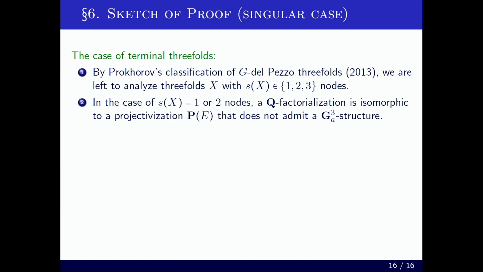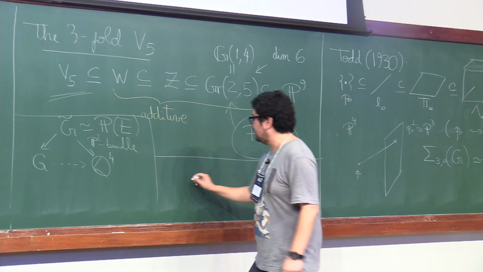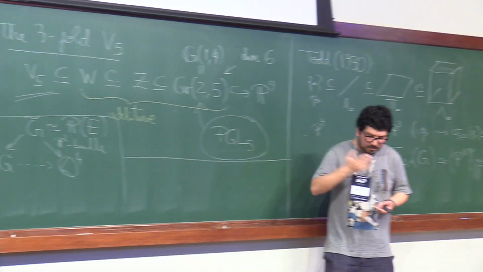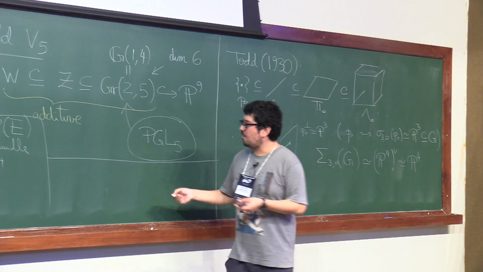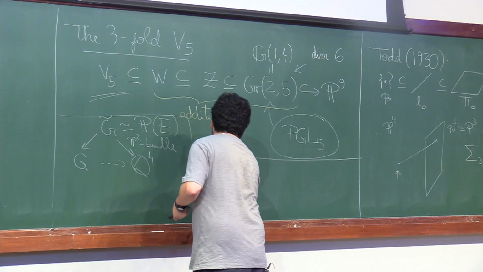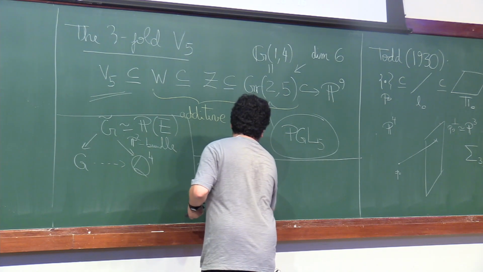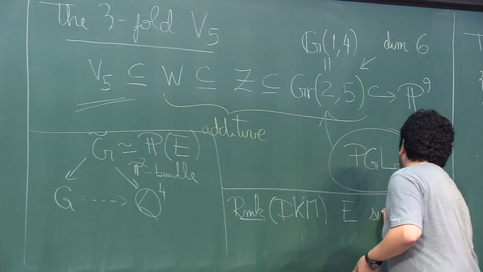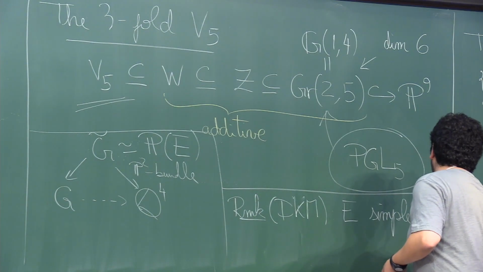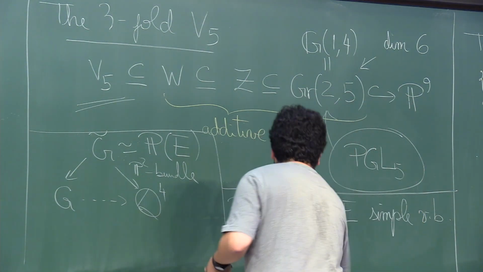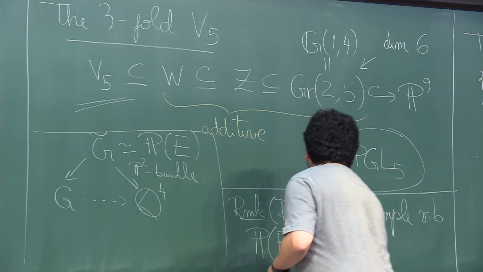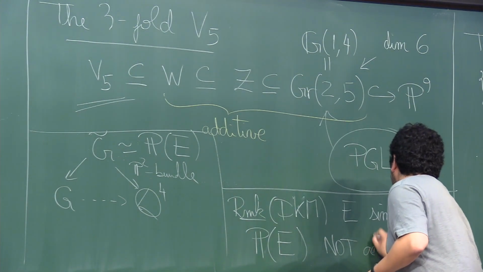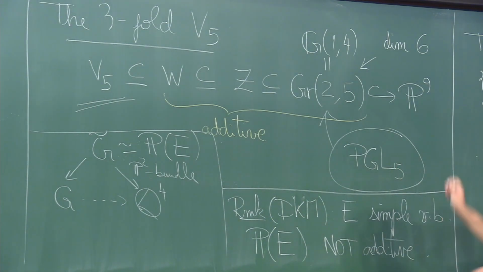This is very funny, so I have to write it. These are simple vector bundles on the variety, so the only endomorphisms are dilatations. And we proved, with Adrien and Takeuchi, as a remark, that if E is a simple vector bundle on a normal projective variety, then the projectivization is not additive. And all these vector bundles happen to be simple, so it's over. So we are only left with the case of 3 nodes.